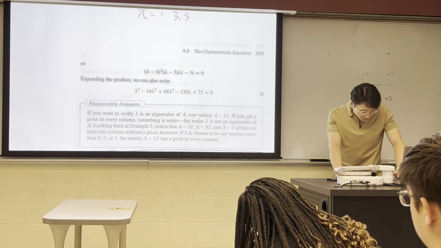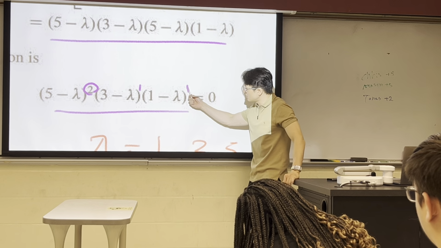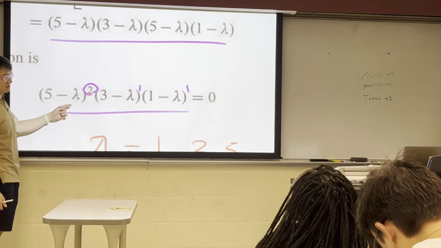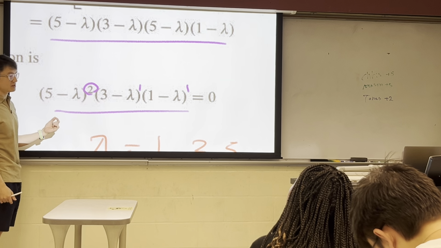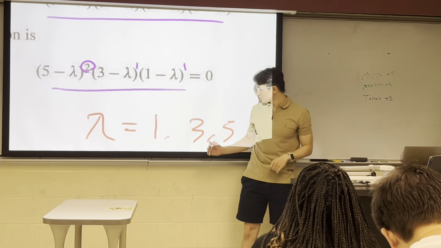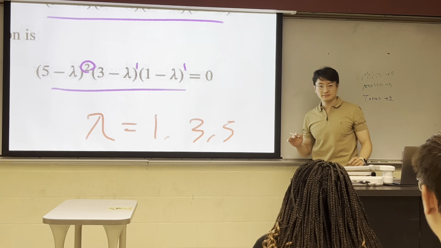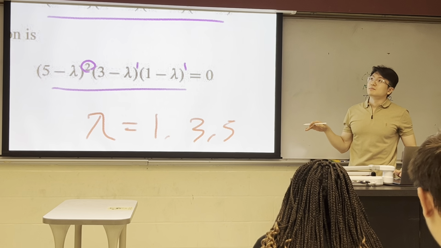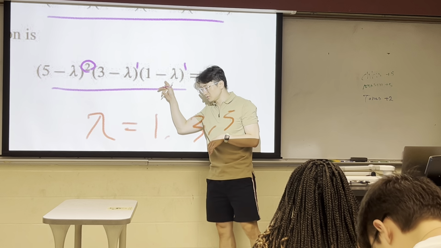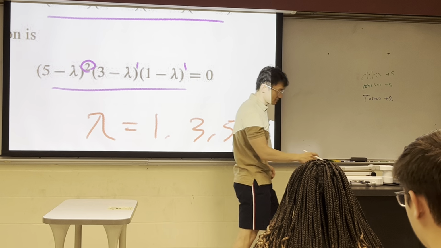Okay, so back to pre-calculus. Just remember the multiplicity. I got solutions for lambda 1, 3, 5, and they have different multiplicities. For 5, we have multiplicity 2, and for 1 and 3 we have multiplicity 1. And this will be important to find eigenvectors. The multiplicity will affect the dimension of the eigenspace.